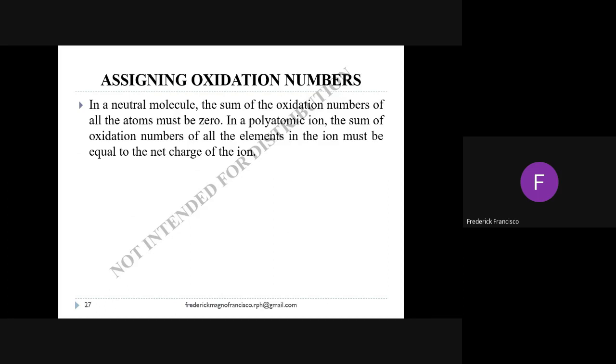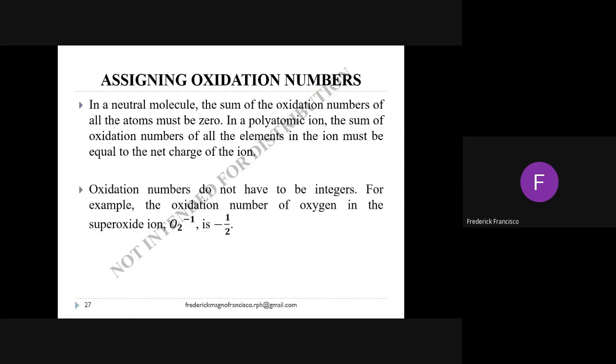In a neutral molecule, the sum of the oxidation numbers of all the atoms must be zero. In a polyatomic ion, the sum of oxidation numbers of all the elements in the ion must be equal to the net charge of the ion. Oxidation numbers do not have to be integers. For example, the oxidation number of oxygen in the superoxide ion O2⁻ is -1/2.